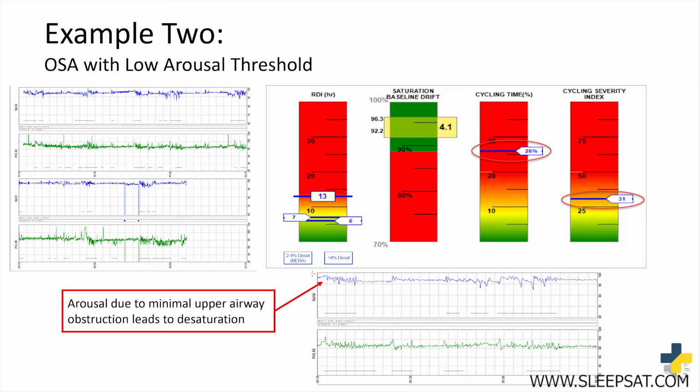Our second example shows the same risk of OSA with low arousal threshold. Here, an RDI of 13 is combined with a high cycling time of 26% and a low cycling severity of 31. In the fully graphed out night, we can see an arousal caused by an upper airway obstruction that leads to the desaturation causing the cycling pattern.